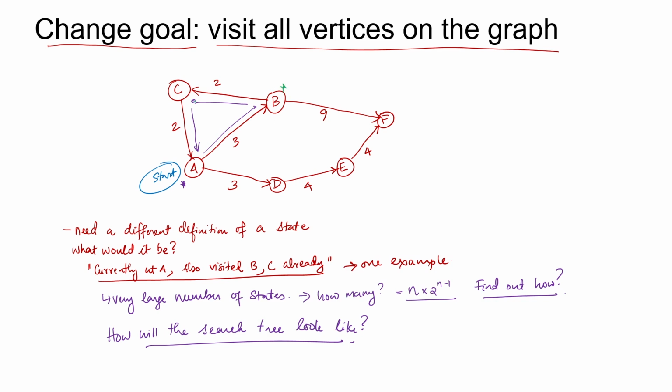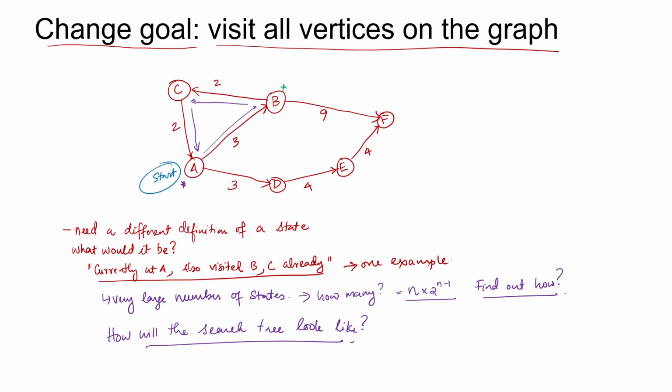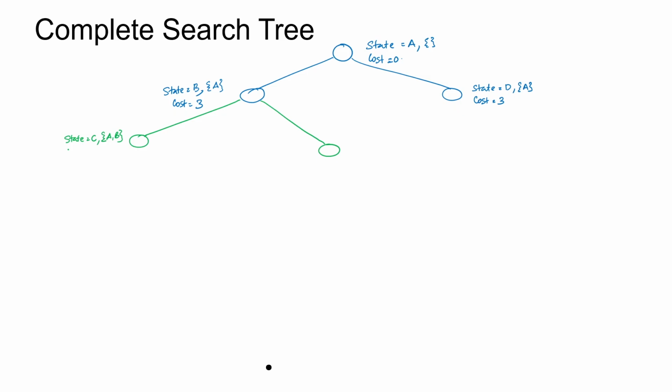From B, you can go to C or you can go to F. Okay. Those are the two options. So, how do we do that? So, we can go to two options. So, one is state is equal to, as I said, C, but the set will have A comma B, which means you already visited A and B, and the cost in this regard is B to C is 2. So, you add that. So, cost is equal to 3 plus 2, which is equal to 5. Okay. So, you are now at state C.